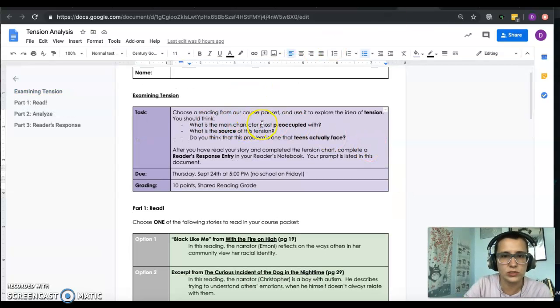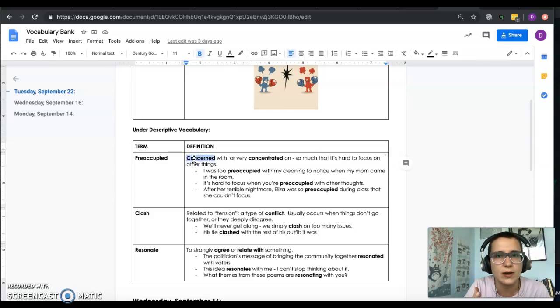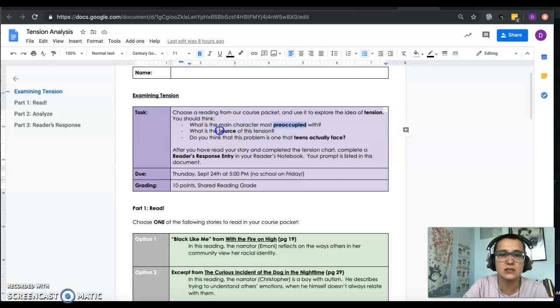So here's what you will do. You'll read the story. You're going to tell us what the main character is most preoccupied with. And remember, preoccupied is like you're super concerned with, you're worried about. For example, sometimes I get preoccupied with how I look on Zoom. I'm worried, right? Okay. You are then going to tell us what's the source of this tension or conflict. Where is it coming from? Where does that worry come from for that teenager, right?